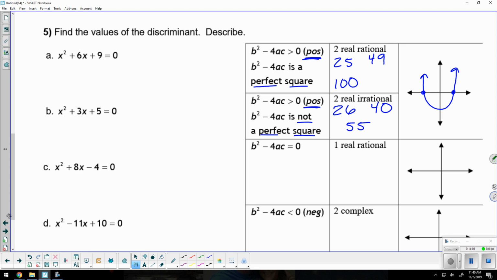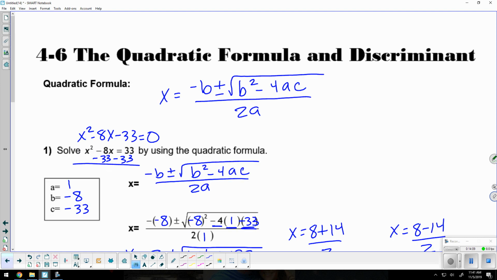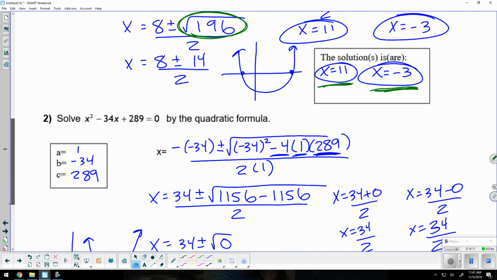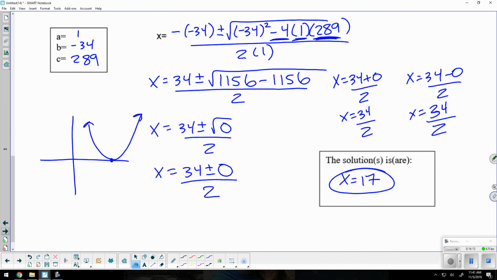You're only going to have one real rational solution then. So again, it'd have to be 0 when you do b squared minus 4ac. And that example was example number 2. Example 2, when we did b squared minus 4ac, check it out. Underneath the radical, it came out to be 0, right? Well, look, we only got one real rational solution in the end.